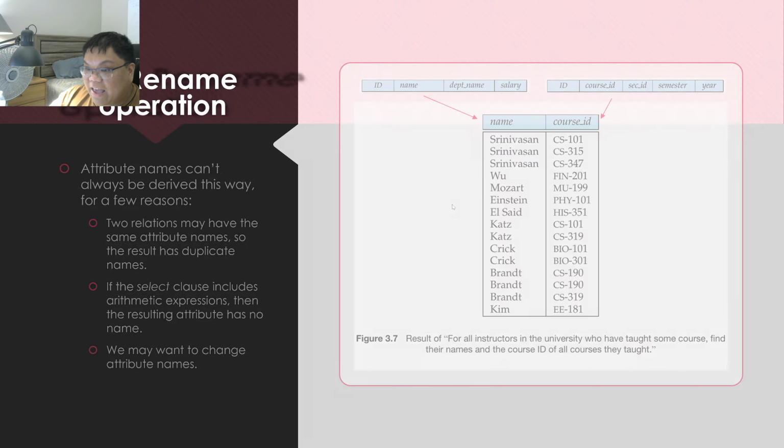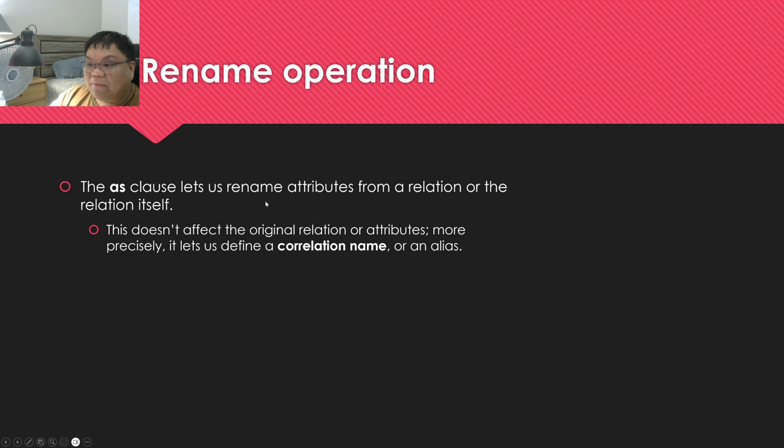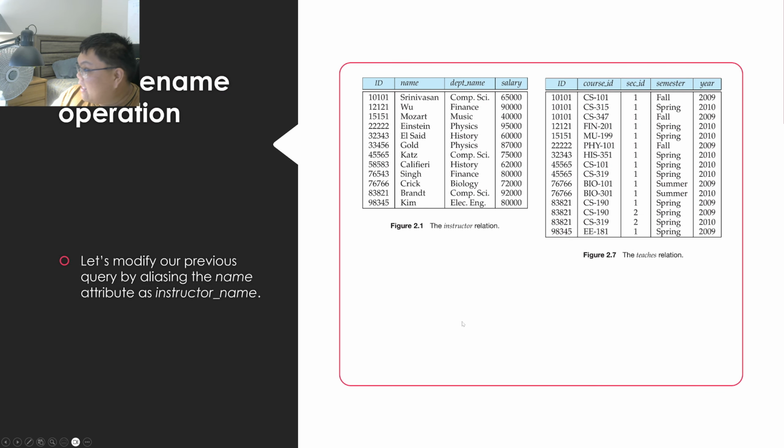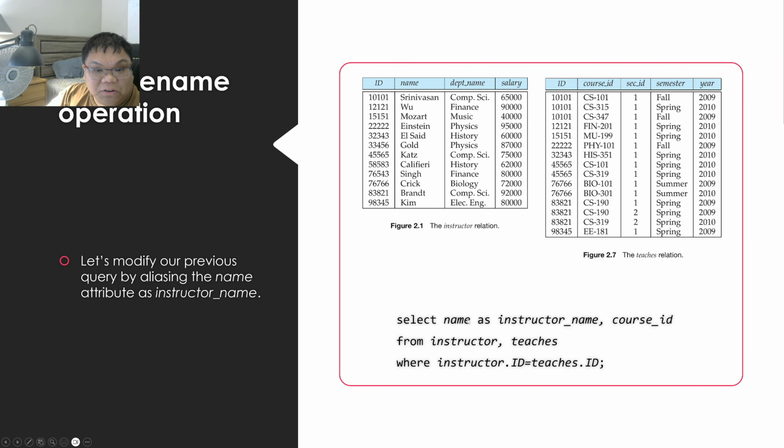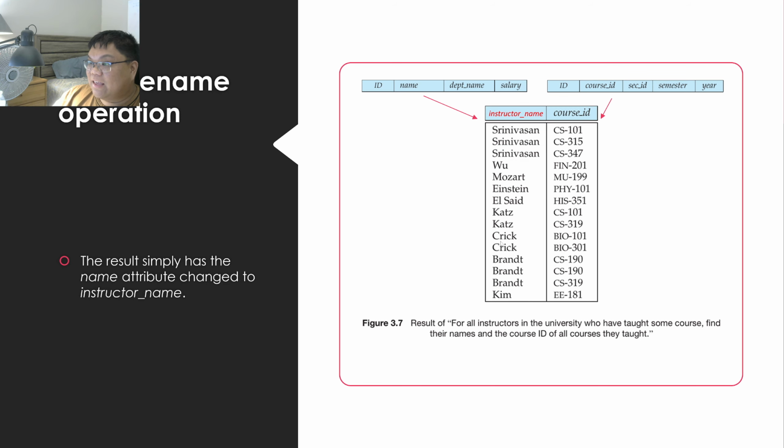The as clause lets us rename attributes from a relation, or we can rename the relation itself. This does not affect the original relation or its attributes. It's an alias. So original name as alias. If we say instead select name as instructor name, and leave the rest of the query the same, the only difference is that we renamed name to instructor name. And again, this is only for the output table, because the output of a query is a relation, another table.